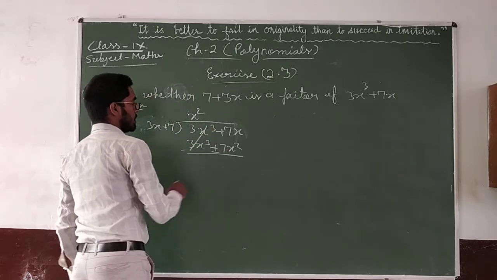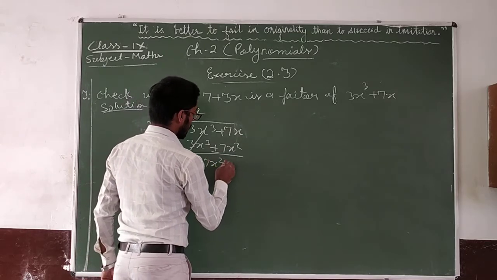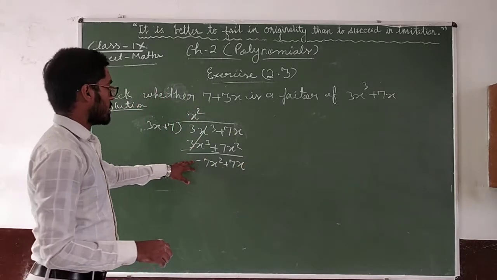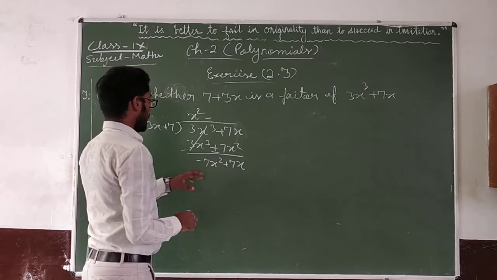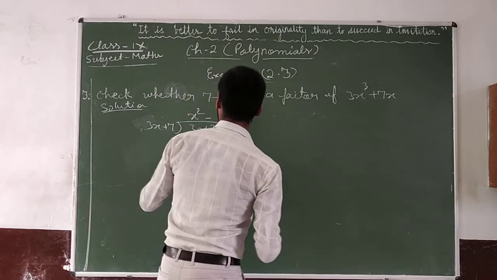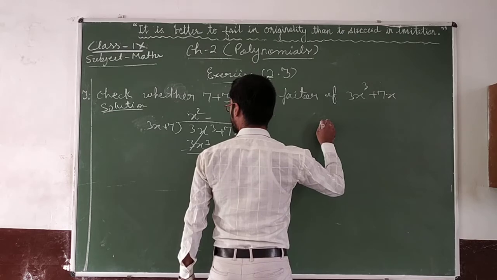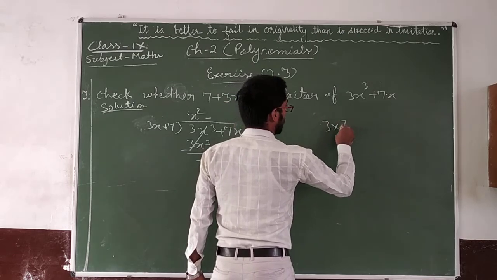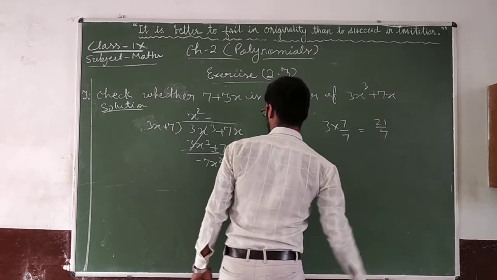This term will be cancelled. Here we can write minus 7x square plus 7x. In the dividend there is a minus sign, put the negative sign here. And now in the dividend there is 7x, you have 3. So what will you do to make it equal? To make 7, what will you do here? In 3 you can multiply 7 by 7. Okay, it will be 21 upon 7.